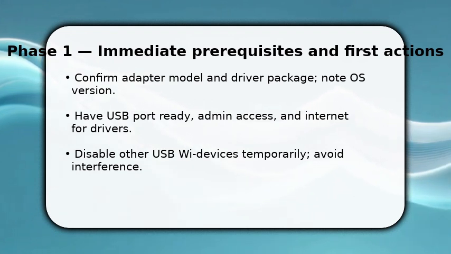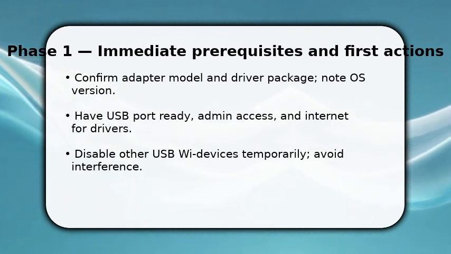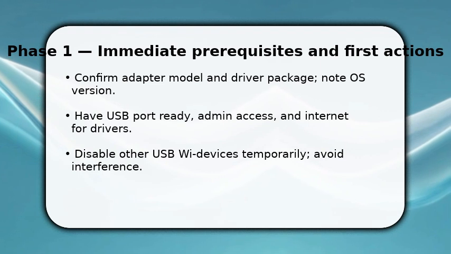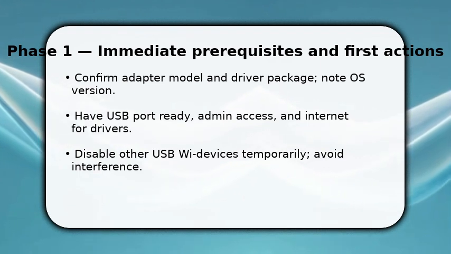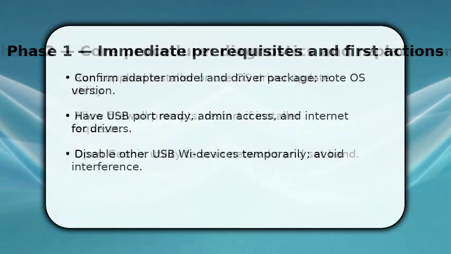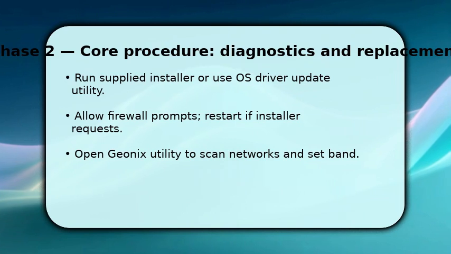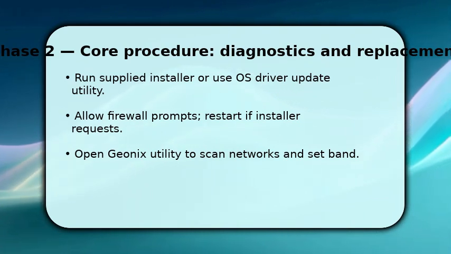Now open Device Manager or System Preferences to spot a new unknown device. That presence tells you the hardware is visible and ready for the next step, which is installing the driver and utility. Install the driver using the Geonix installer you downloaded for your OS, or use the built-in driver update if you prefer. This ensures firmware compatibility.